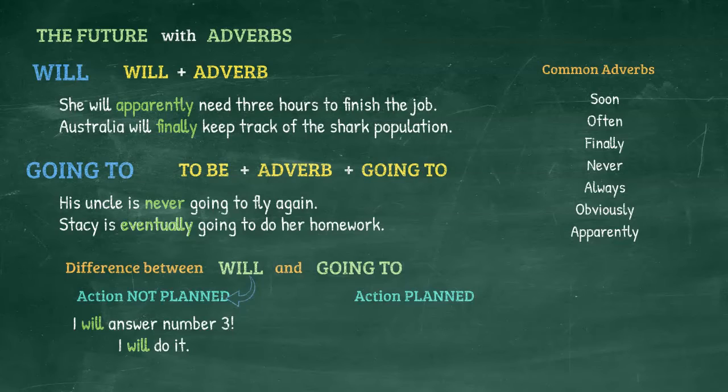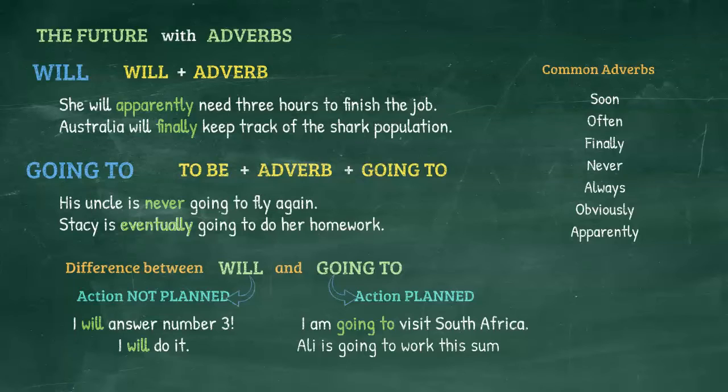However, when the action is planned carefully or when the action is already in motion, we use going to. For instance, you made a plan to visit South Africa, and in that case, you can tell your friends, I am going to visit South Africa. Or if somebody asks you what your friend Ali is doing this summer, and you know he wants to get a job, you can say, Ali is going to work this summer.